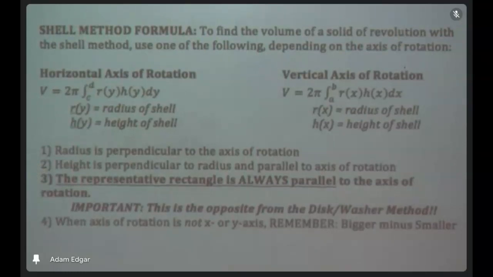And then when I draw that rectangle, that's always going to be parallel to the axis of rotation. That's where we're opposite from discs and washers. So in disc and washer land, when you draw that rectangle, that's perpendicular to the axis of rotation. In shells, we're running that rectangle parallel to the axis of rotation, because then once you spin that around the axis of rotation, that's how you get shells. And just remember big minus small.